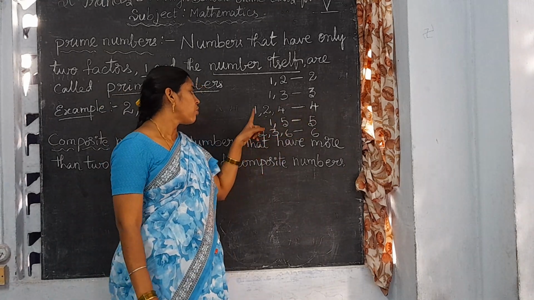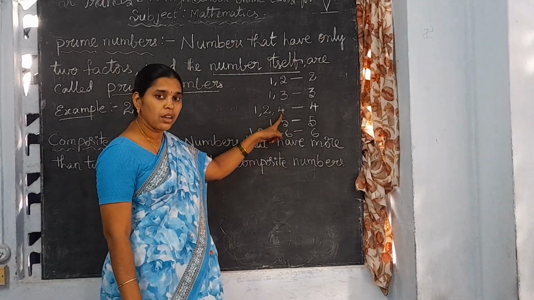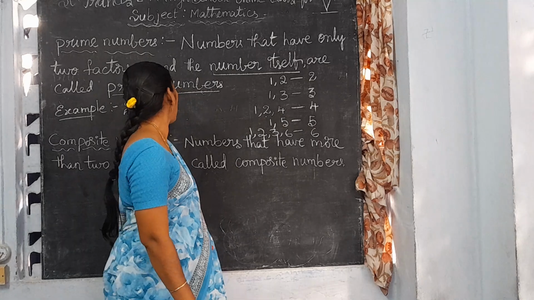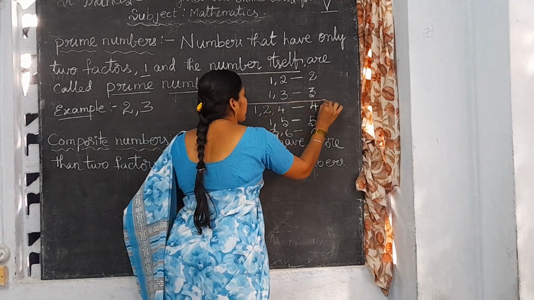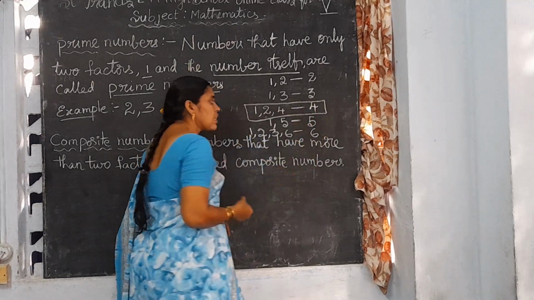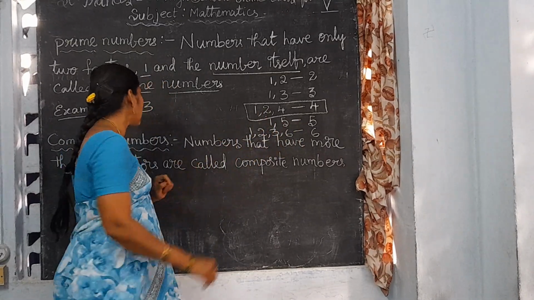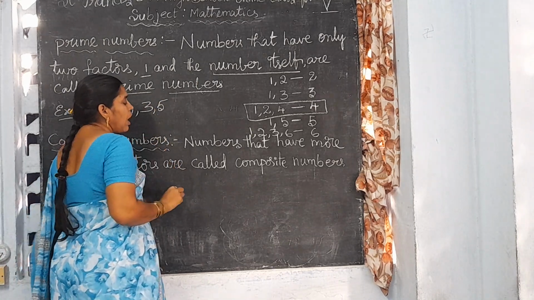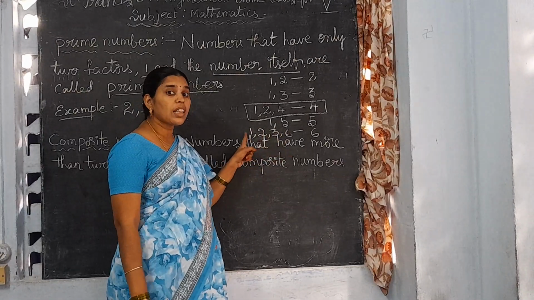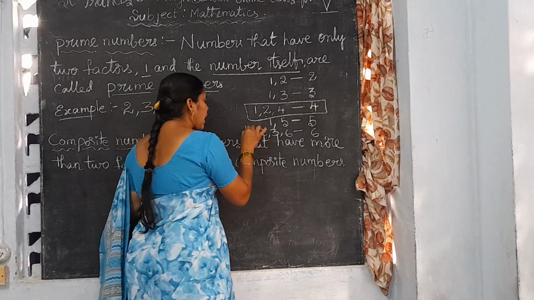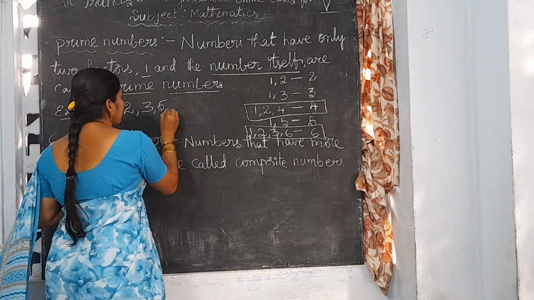4. 4 has how many factors? 3 factors. So is it a prime number? No, because for a prime number, 1 and the number itself are the only factors. So it is not a prime number. Clear, children? And 5 has how many factors? 1 and 5. So 5 is a prime number. And see the 6: 1, 2, 3, 6. So it has more than 2 factors. So it is not a prime number. Is it clear, children? And so on.